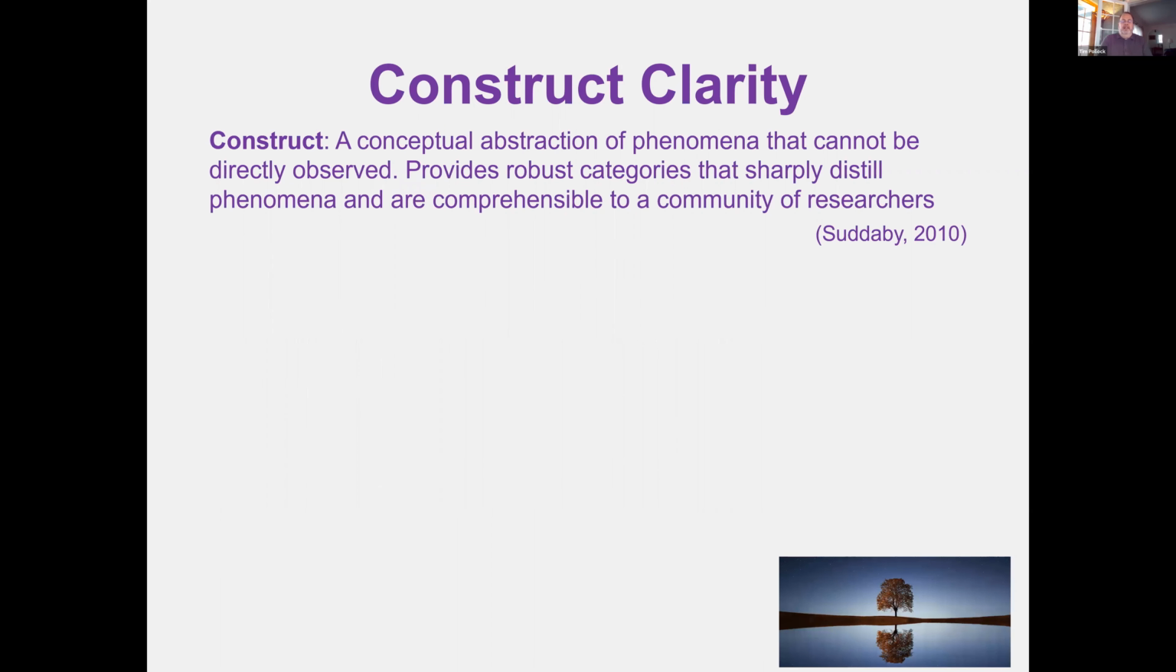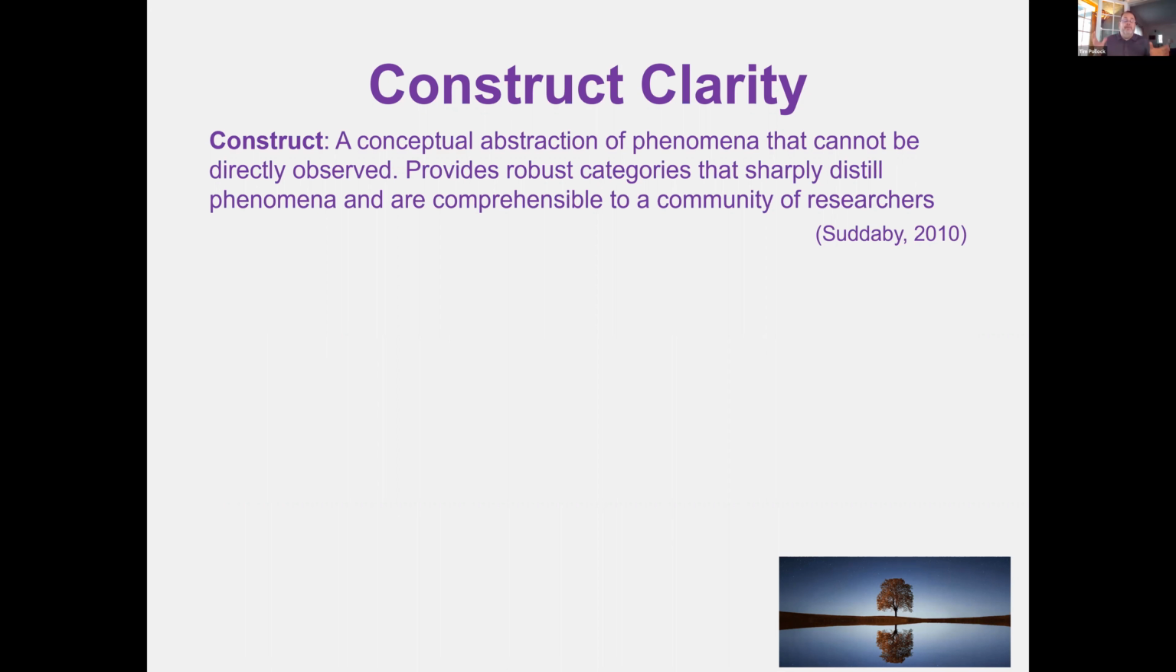So a key part of theorizing in this first section, when you're reviewing the literature and establishing the conversation, is introducing and defining your constructs. As I talked about last time, these are your main characters and your supporting characters. And Roy Suddaby wrote a really useful AMR editor's comment piece in 2010 about construct clarity. This definition comes from his essay. A construct is a conceptual abstraction of phenomena that can't be directly observed. It provides robust categories that sharply distill phenomena and are comprehensible to a community of researchers.